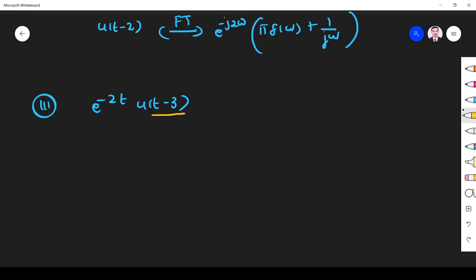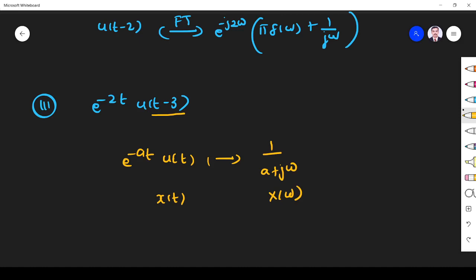What is the formula we have? We know e power minus at u of t has Fourier transform 1 by a plus j omega. So if it is x of t, this must be X of omega. Clear? But what we have is e power minus 2t u of t minus 3.